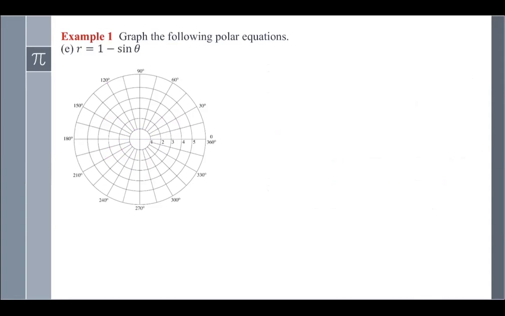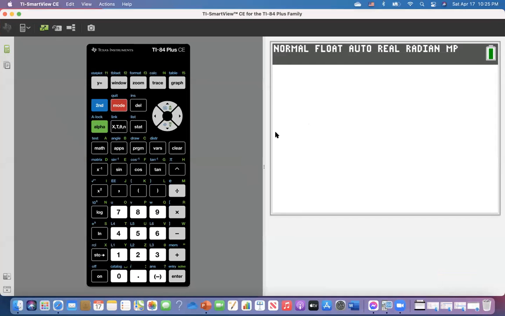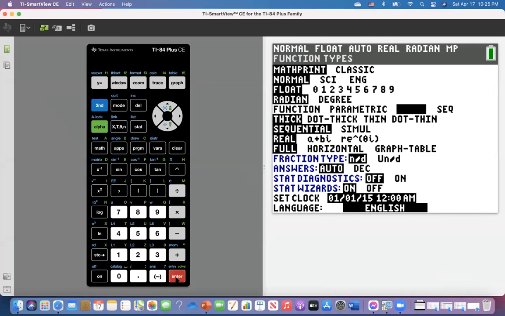Okay, so let me go ahead and pull up my calculator right here. So the first thing you are going to do is go to mode and look over here. So it's in function mode. So we'll change it to polar. So scroll down and go to polar and enter. Now we can quit from here.